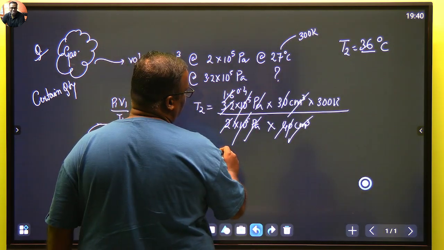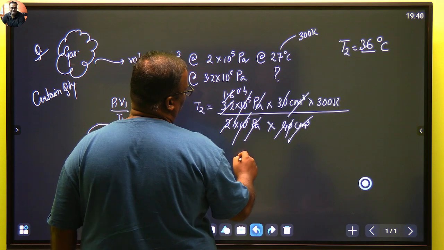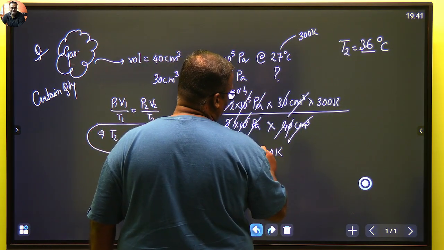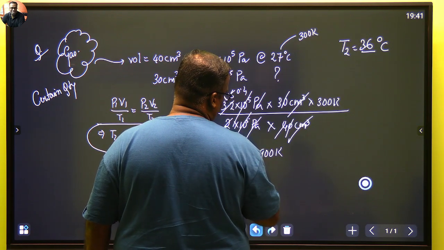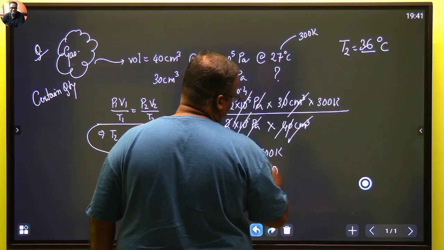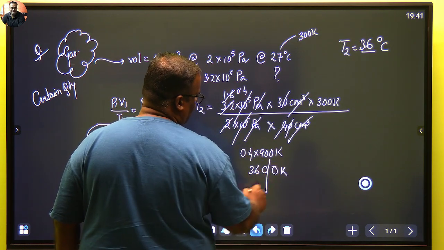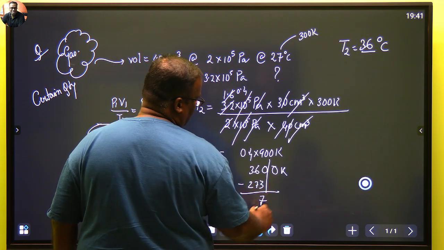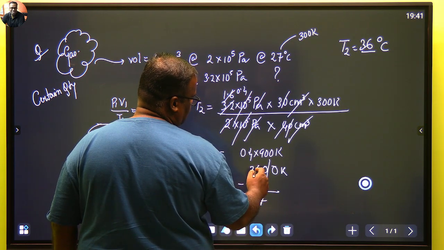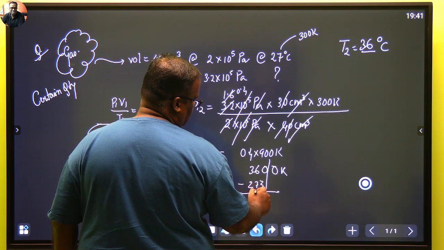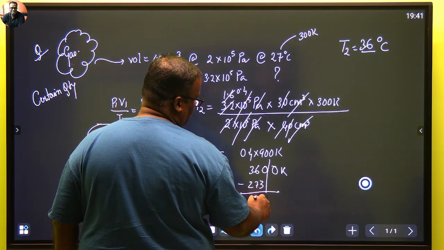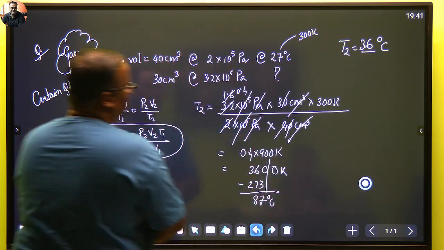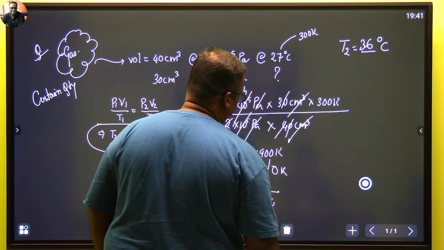0.4 into 3 will give you how much? This will give you 1 point. So let's multiply this. This is 900 Kelvin, which is being multiplied by 0.4. So 4 nines are 36, 00, and this gone. So 360 Kelvin, which minus 273 should give you 87 degrees Celsius.